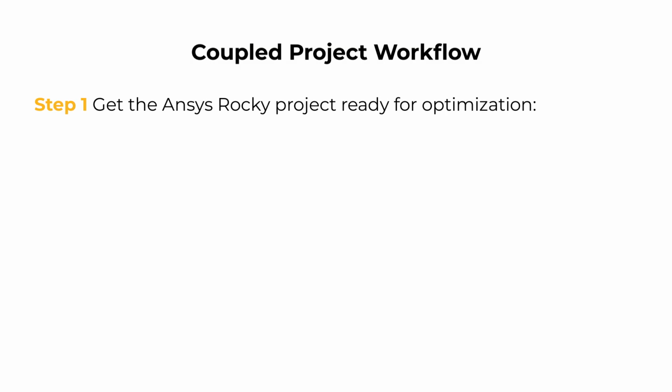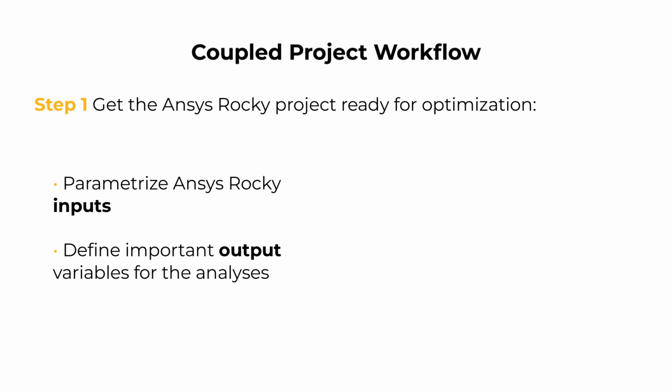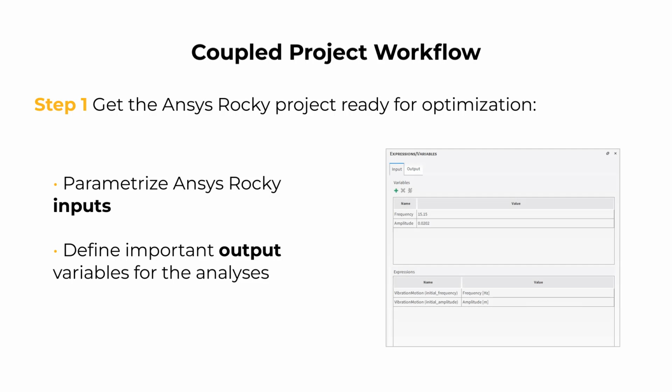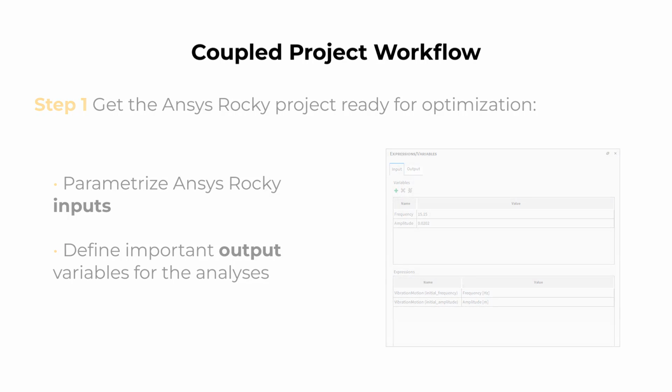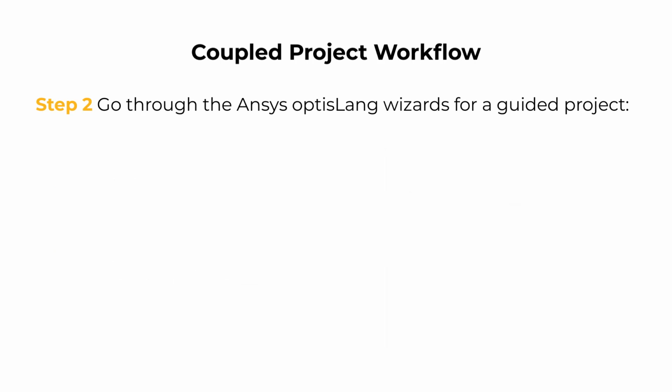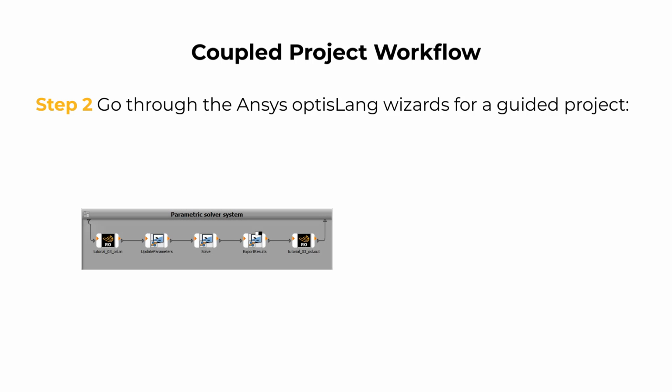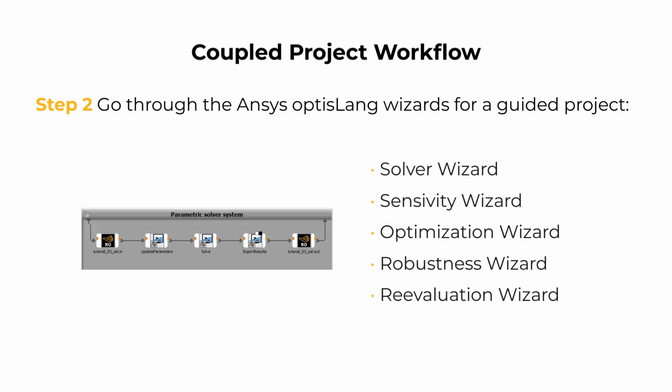The first step consists in parameterizing Rocky inputs, such as motion frame velocity, flow rates, particle size, etc., and then defining output variables such as material wear or efficiencies, for example, for the analysis. The second step consists in going through optiSLang wizards for a guided project, depending on what analysis you want to do. In this video, we'll use Rocky Tutorial 3 as a coupled project example to optimize a vibrating screen efficiency.